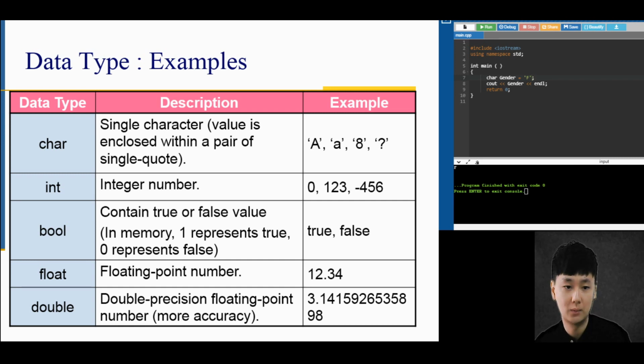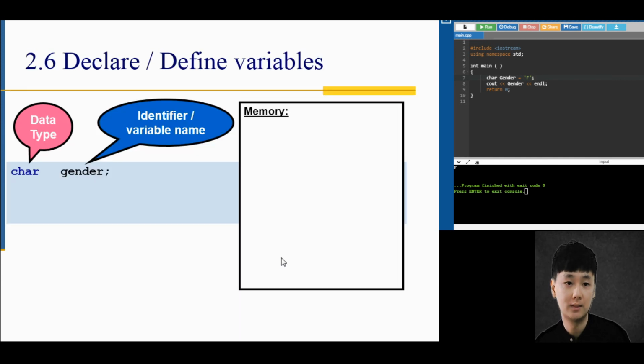So what is the difference between float and double? The double is more precise and will store more decimal places. Okay, so here is the syntax to define a variable in C++.